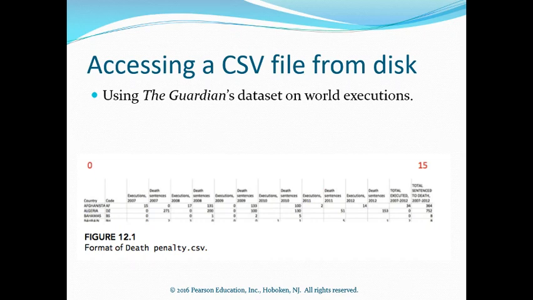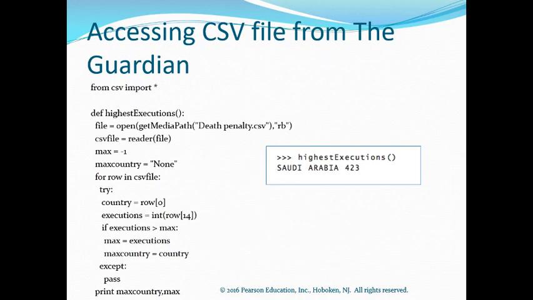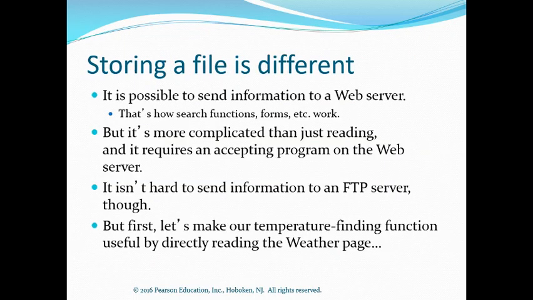Does Algeria have some? No. In this case, it passes because there's no recorded executions. What about the Bahamas? No recorded, right? So we continue, and then as we go through this entire death penalty CSV, we can see that we output Saudi Arabia at 423 at the end.